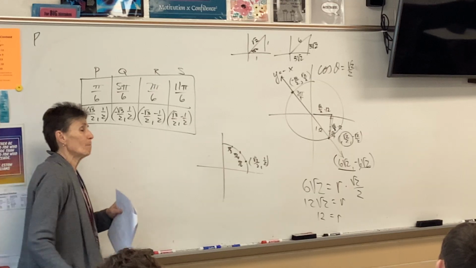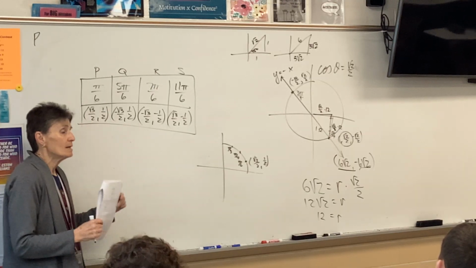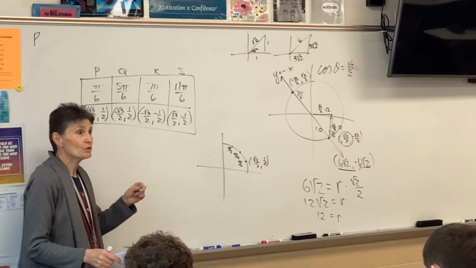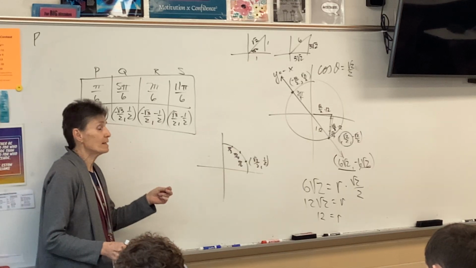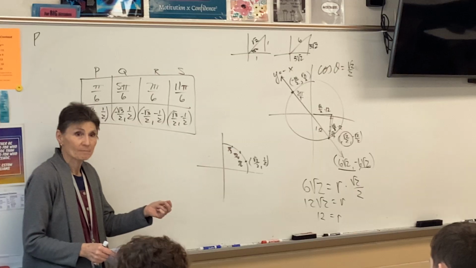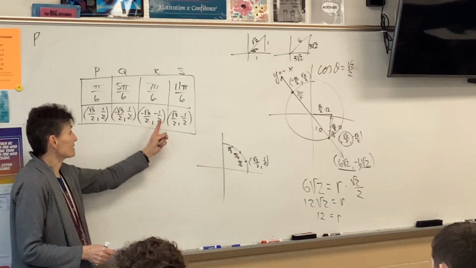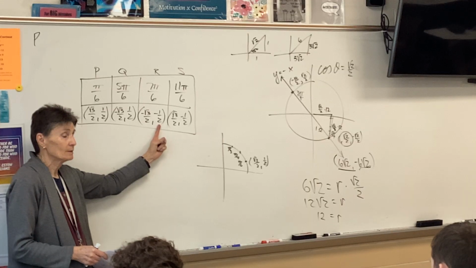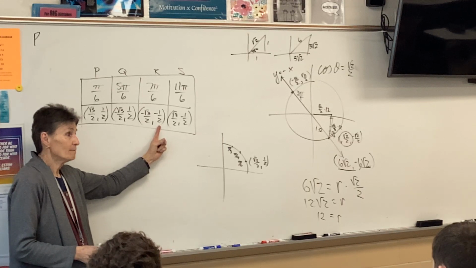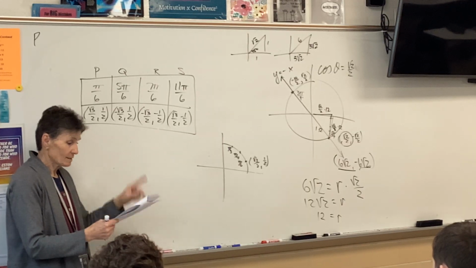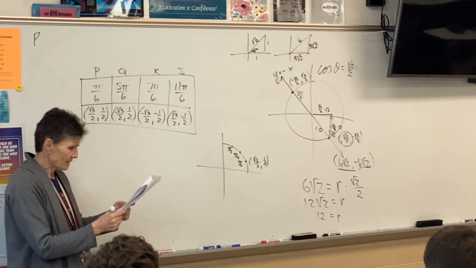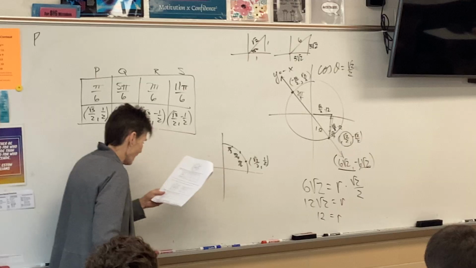So again, the power of that is, if you're doing a problem and all of a sudden you have to know what the sine of 7 pi over 6 is, you know what the sine of 7 pi over 6 is. Negative 1/2. Right? Is that easy enough? Easy enough? Okay. Let's look at example 5.